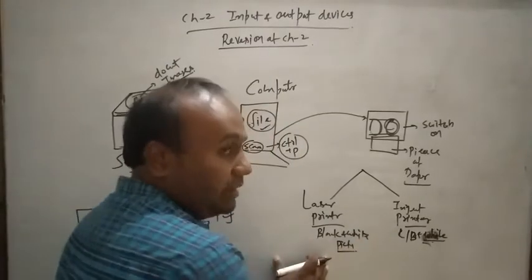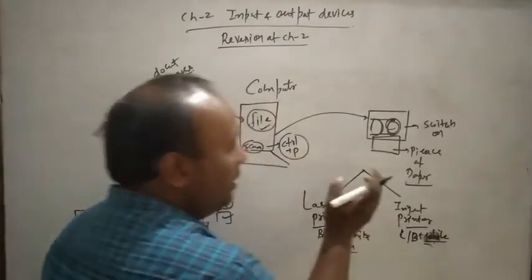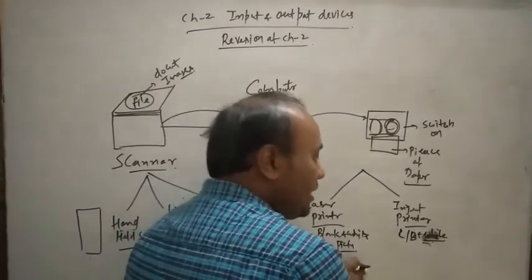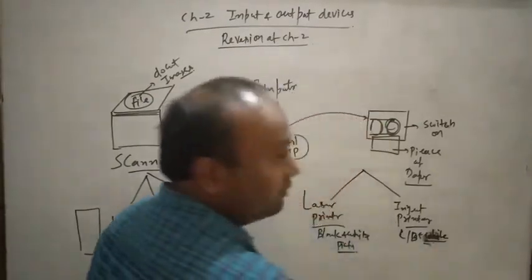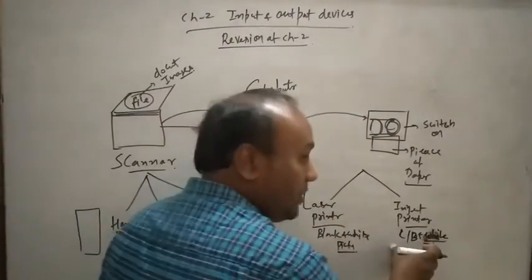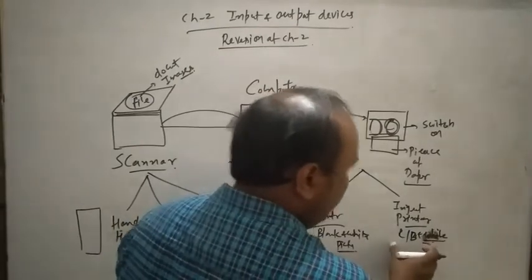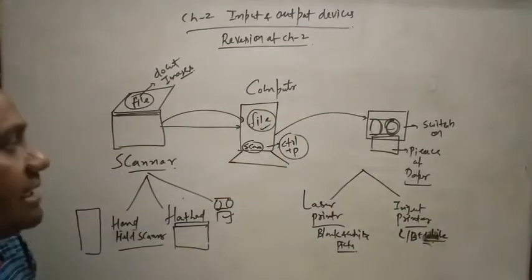The laser printer is fast, the inkjet is slow. The laser printer can print 10 to 20 pages at one time, while the inkjet can print only 2 to 3 pages, because with the different types of inks it takes more time. So basically these are the printer types.